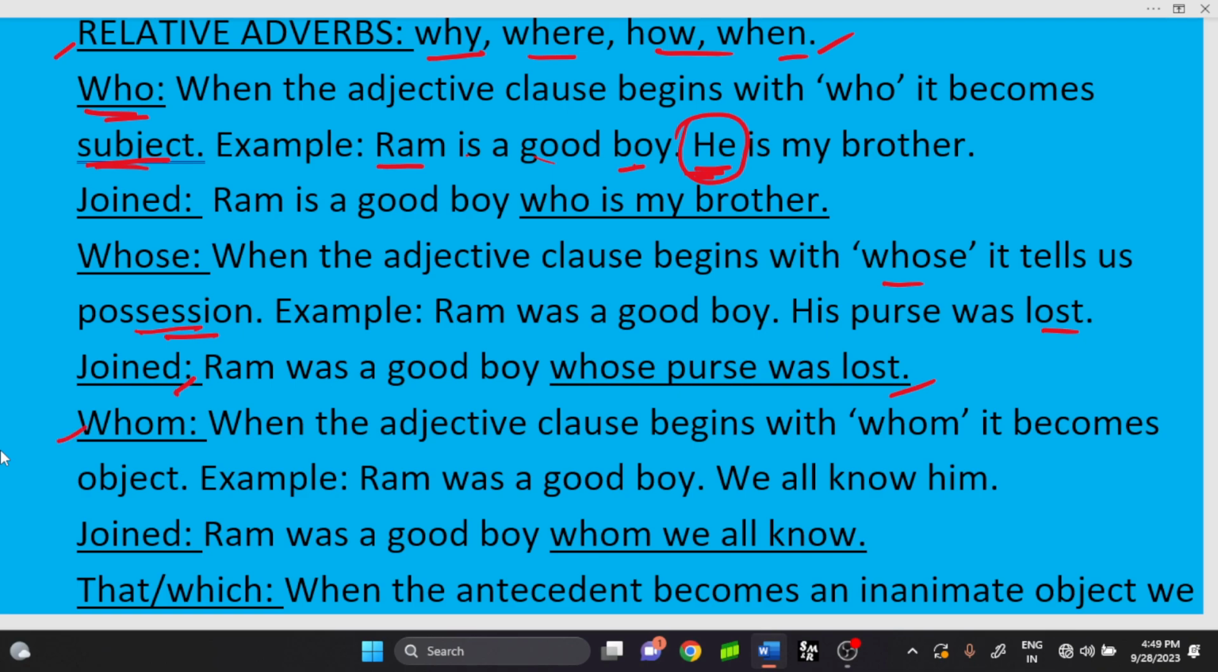Next one, whom. When the adjective clause begins with whom, it becomes object. Example: Ram was a good boy, we all know him. See the changes or the joined one. Ram was a good boy, whom we all know. See the discussion in the sentence. Here, Ram was a good boy, whom we all know. Whom do we know? We all know Ram. Here Ram becomes the object in the next clause. That's why we have to use whom here.